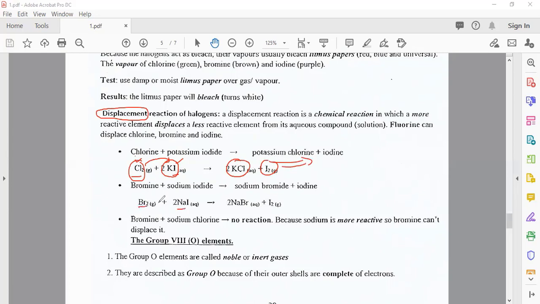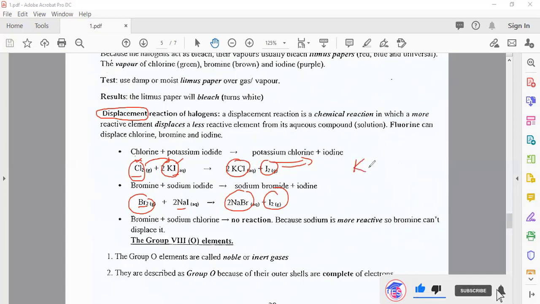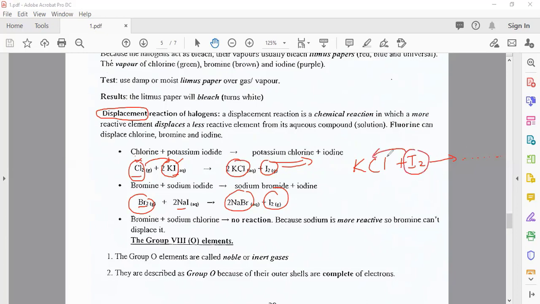Same thing, bromine and iodine. Bromine is more reactive, so it will take the place, become sodium bromide and iodine again alone. But if I make this reaction now, you have to tell me, if this is the reaction, what will happen? Tell me. KClI? No, because iodine is less reactive than chlorine. It cannot displace chlorine. So there will be no reaction. This thing you have to keep in your mind. If this one is more reactive than this one, then it can displace from the compound. Otherwise, no. See here, bromine plus sodium chloride, no reaction, because chlorine is more reactive than bromine, so bromine cannot displace it. So this thing you have to keep in your mind.